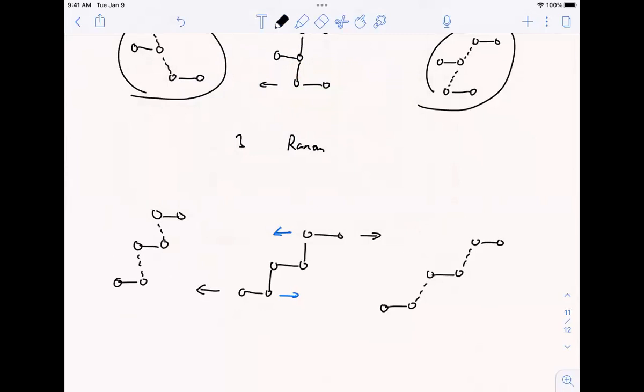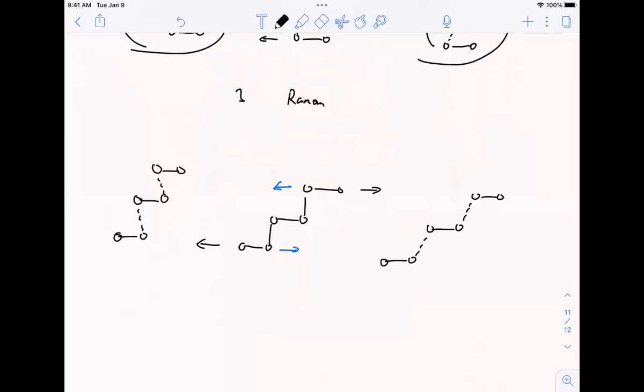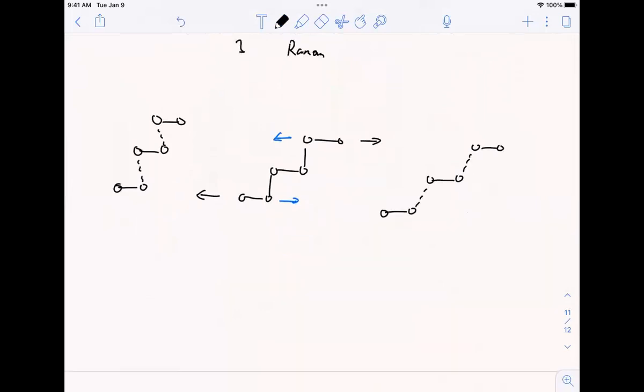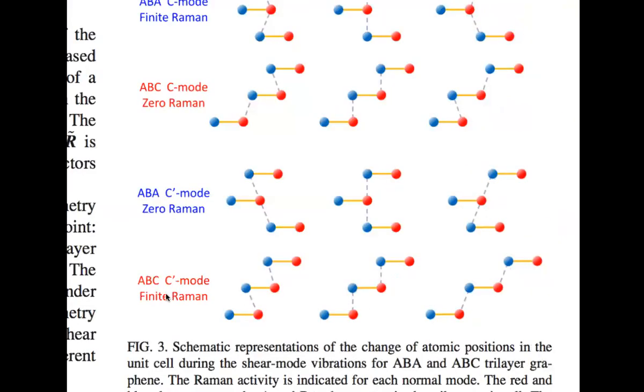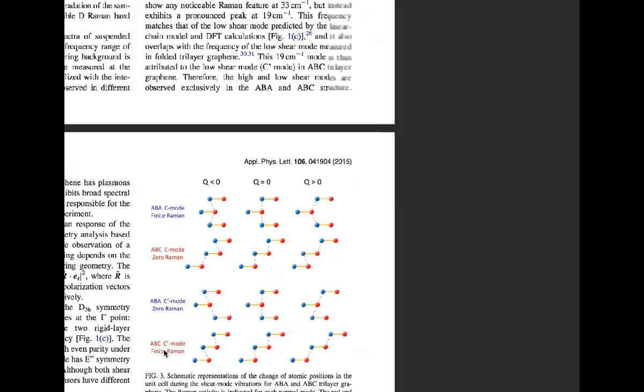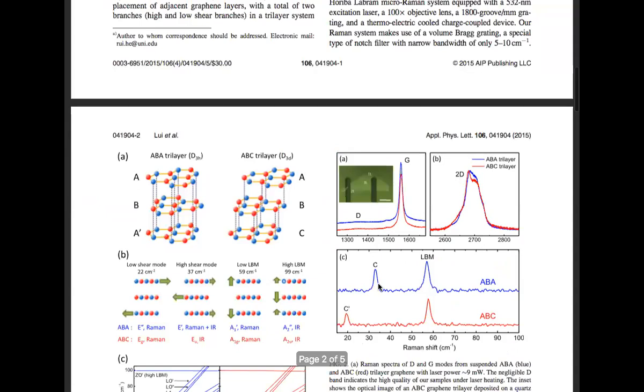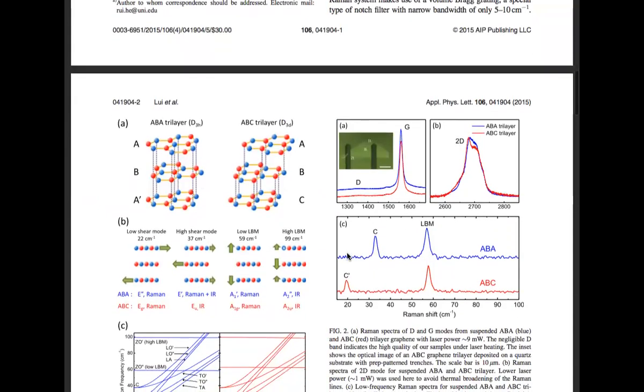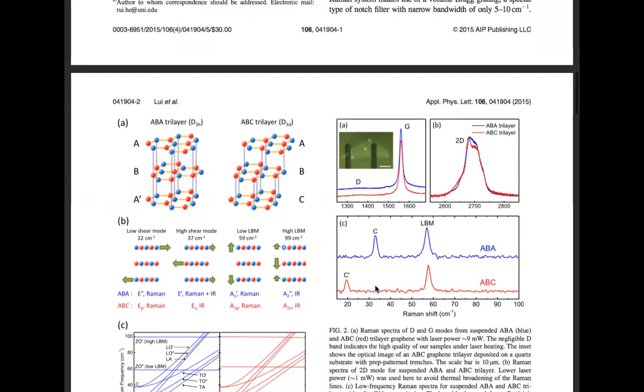So if you plot the polarizability tensor, you're going to see a slope, something like this. So this is Raman finite. From here you can see ABA and ABC have opposite Raman activity. This is finite, 0. This is 0, finite. So that explains our data: why in ABA you see the higher mode, not the lower mode, and in ABC you don't see the higher mode, you see the lower mode. Just some cartoon, and you understand it.